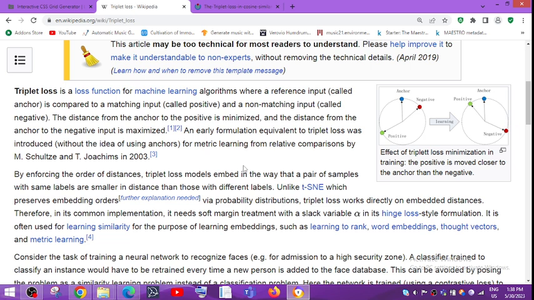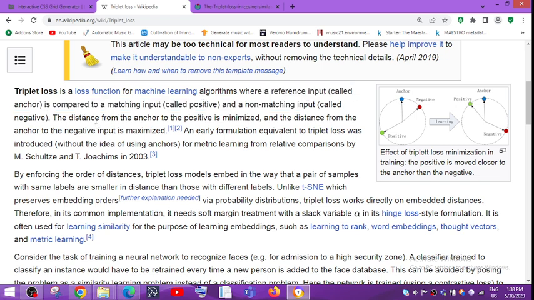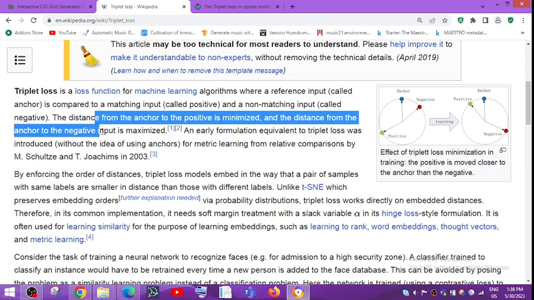Today we are going to learn about the triplet loss. What is triplet loss? Triplet loss is a loss function for machine learning algorithms where a reference input called the anchor is compared with a matching input called the positive and a non-matching input called the negative. The distance from the anchor to the positive is minimized, and the distance from the anchor to the negative is maximized.